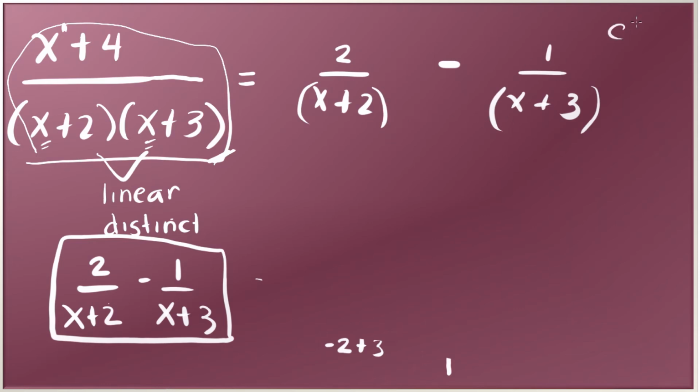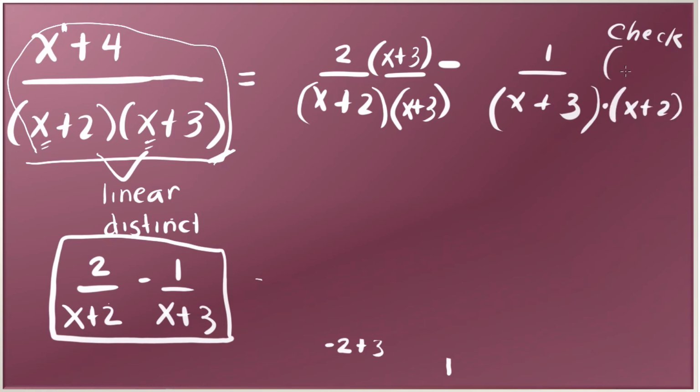Okay, so I'm checking now. What I'm going to do is multiply this by x plus 3. Multiply the top also by x plus 3. That's equal to 1. And then this second fraction here, I'm going to multiply by x plus 2, then x plus 2. Now that they have the same denominator, I can just write the combined fraction with that same denominator, x plus 2, x plus 3.